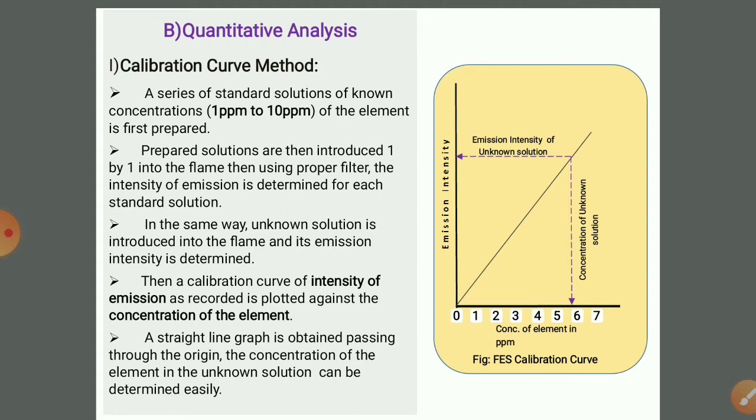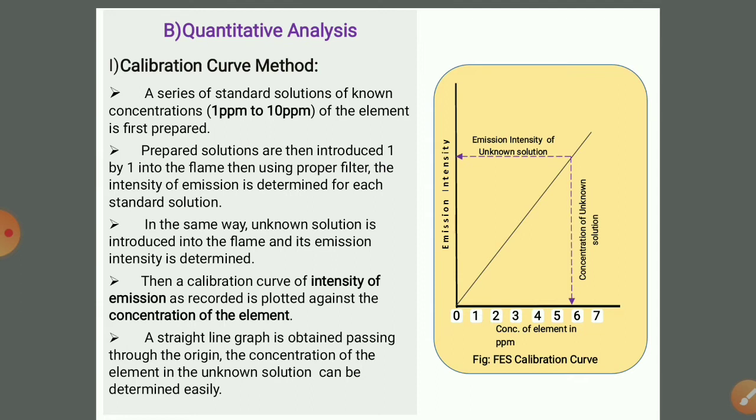Then we have to plot a calibration curve in which the intensity of emission is plotted against the concentration of the element as shown in the graph. A straight line is obtained which is passing through the origin. So the concentration of element in the unknown solution can be determined very easily.